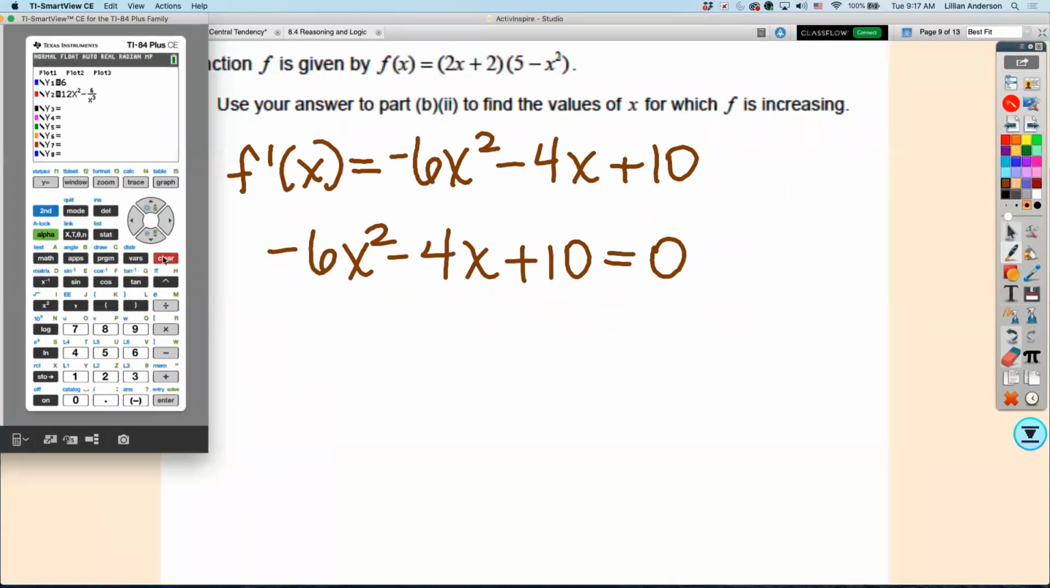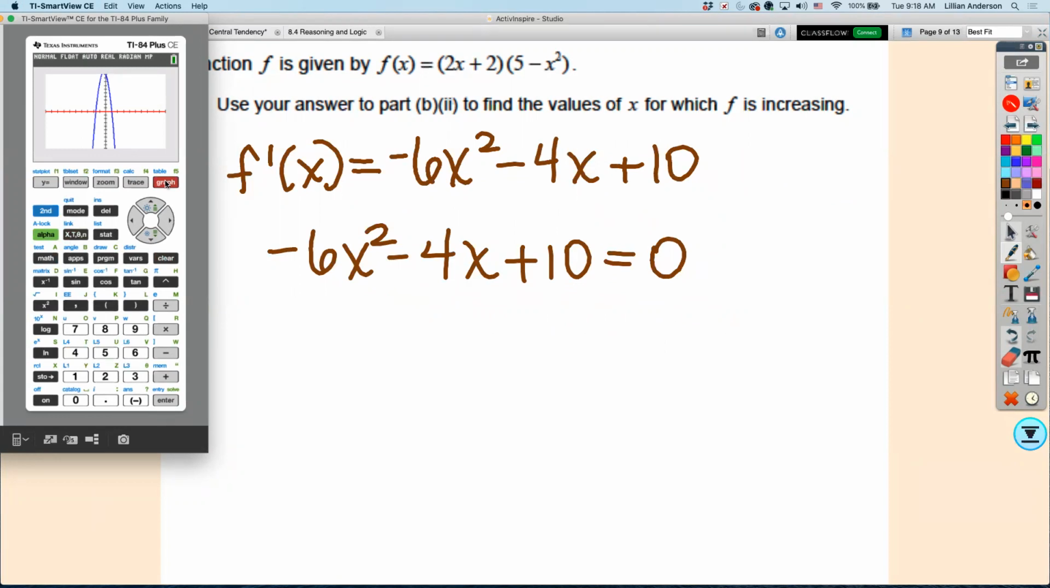In Y1, I need to type in my function, or 0, really doesn't matter. In Y2, I need to type in the other side, which is 0. I want to see where these two intersect. Easily see that. That's where they intersect. So I have two X values.